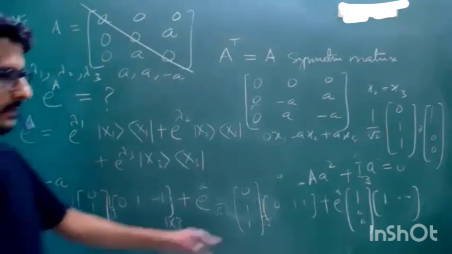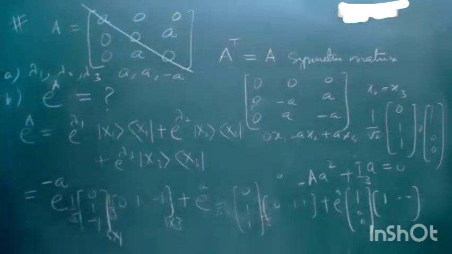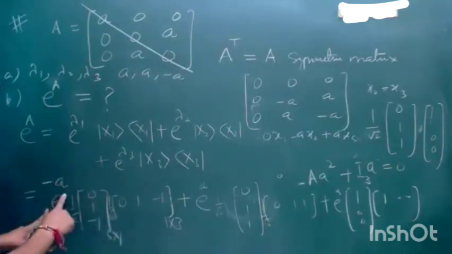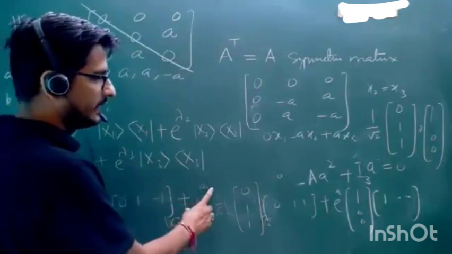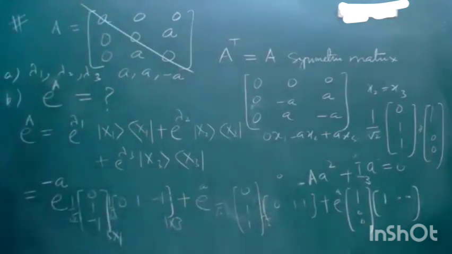And similarly this and this will also become a 3 cross 3 matrix. Then to every element here e to the power minus a will be multiplied. To every element here e to the power a will be multiplied, and similarly there e to the power a will be multiplied. So can you do it quickly and tell me what will come?